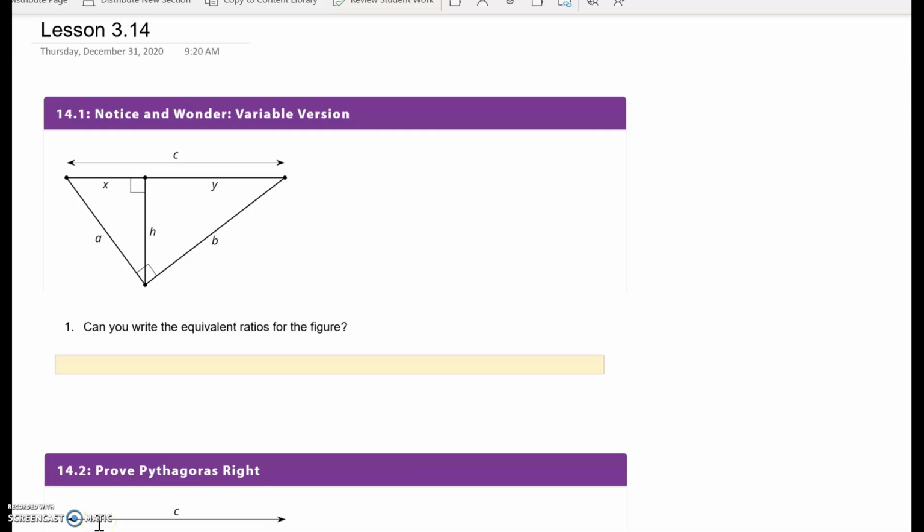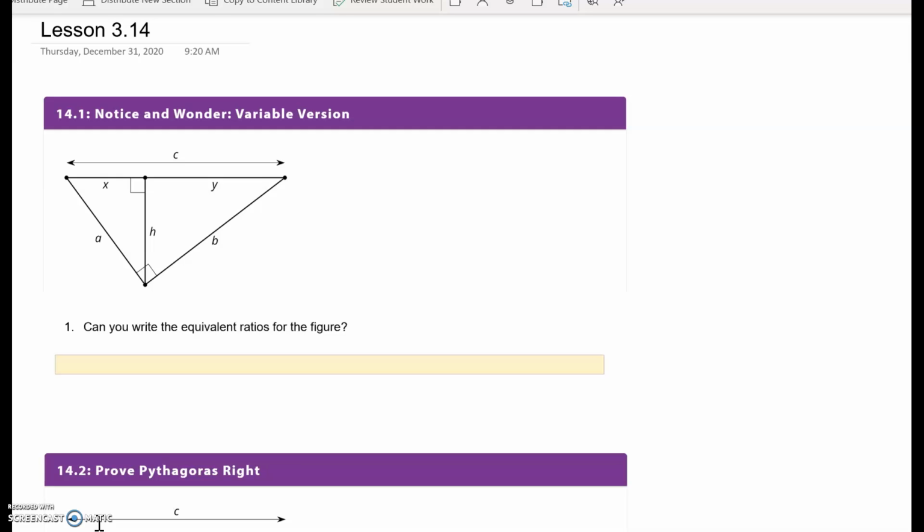Okay, we're going to start lesson 3.14 today with a little notice and wonder. And this is not like a normal notice and wonder because what we're finding here is actually going to be used throughout the rest of the lesson. So make sure that you get this down.